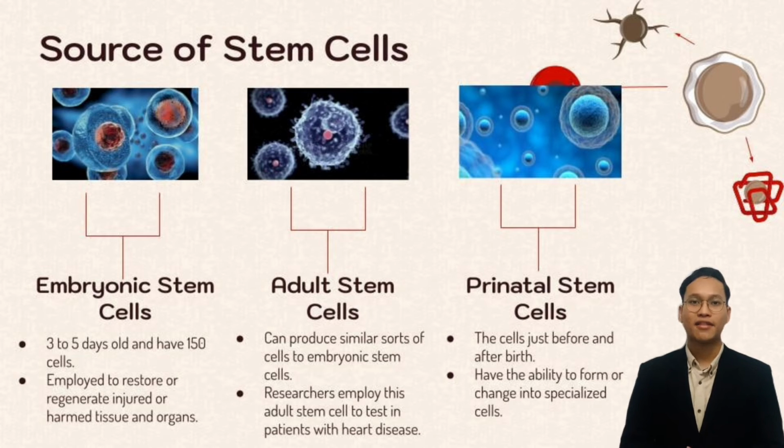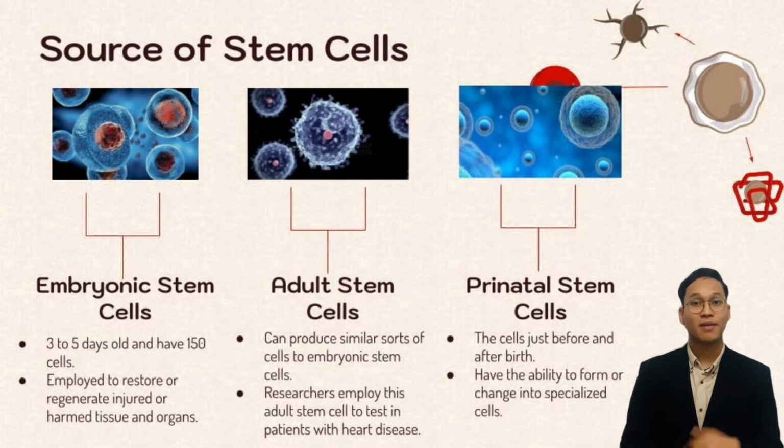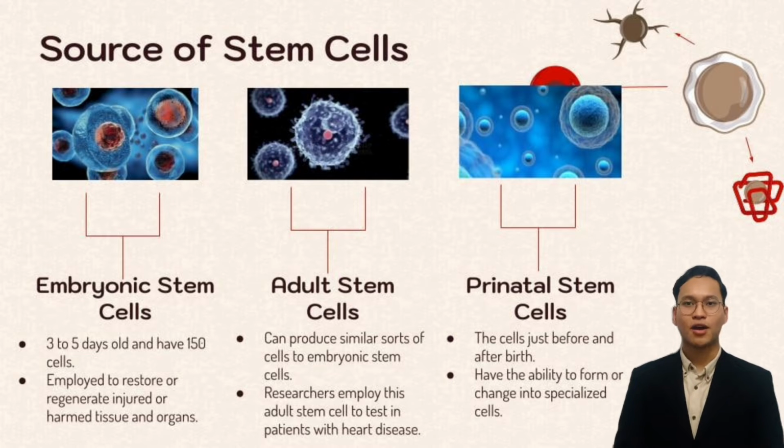In research, there are several sources of stem cells that we can use in these stem cell therapies, such as embryonic stem cells, adult stem cells, and prenatal stem cells. Embryonic stem cells are extracted by doctors from blastocysts. At this point, these embryos are 3 to 5 days old and have 150 cells. These 150 cells contain pluripotent stem cells, which can differentiate into other stem cells or into any type of body cell, including the heart and liver.